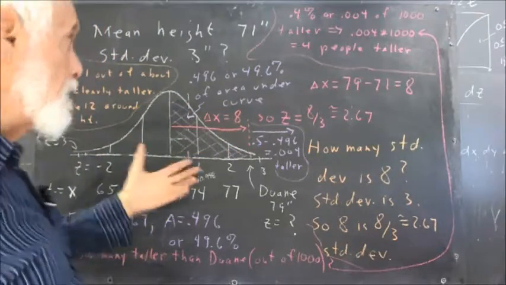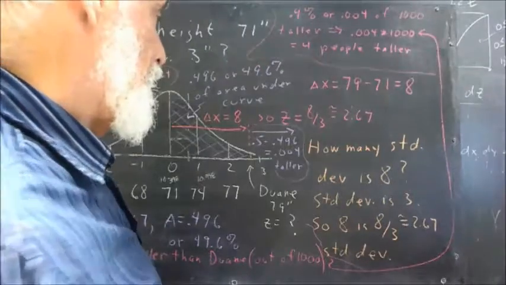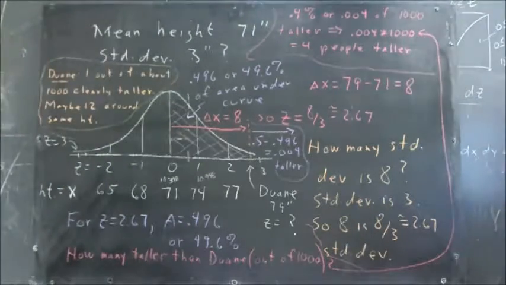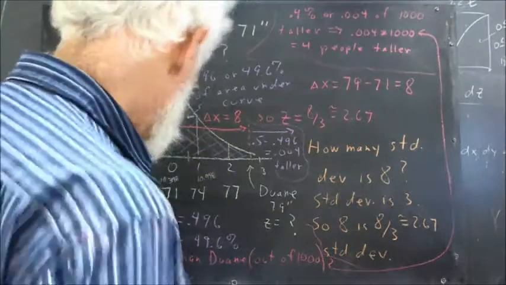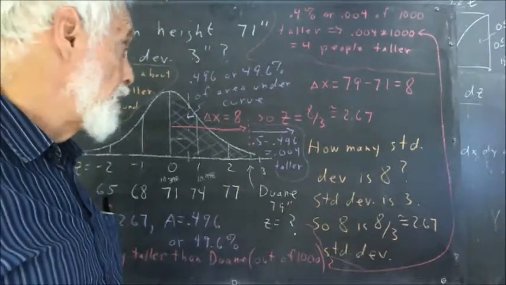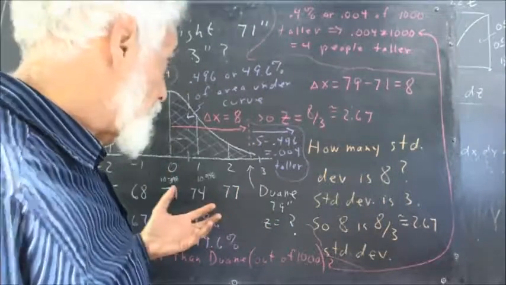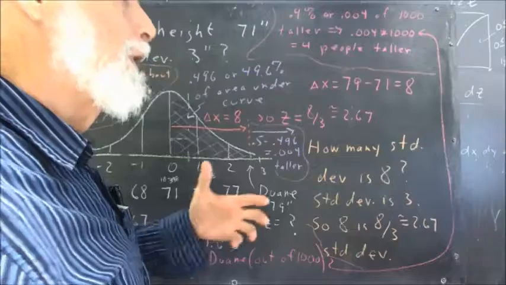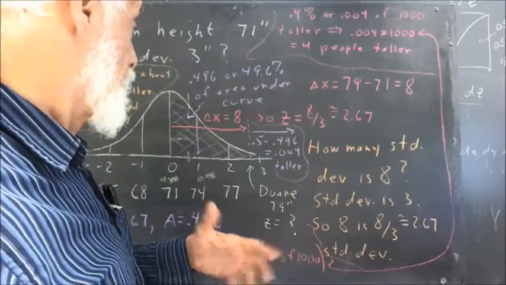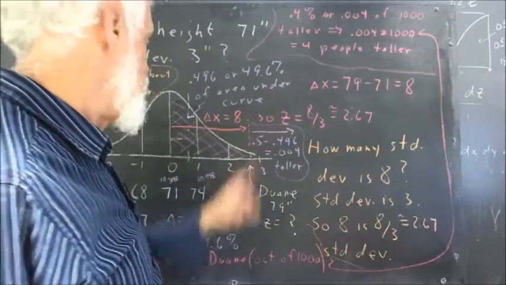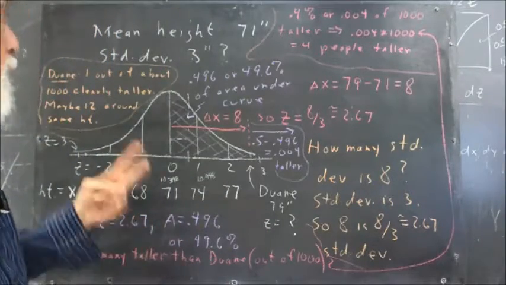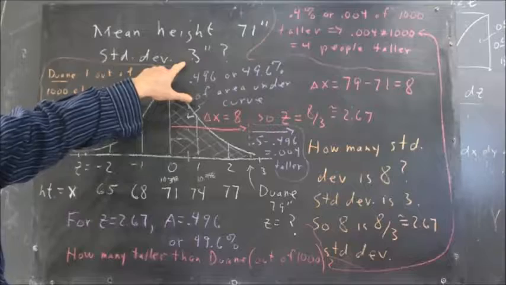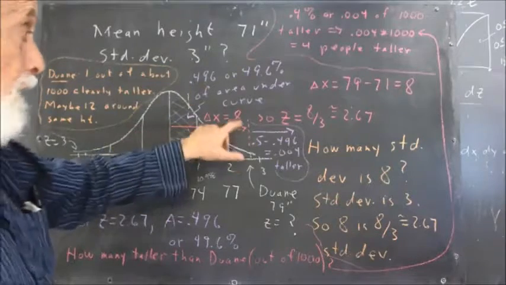So, Z, well, what's Z? Don't think I wrote it down clearly what Z is, but we know from previous classes that Z is the number of standard deviations. Okay, well, we've got 8 X units here. Standard deviation is what? It's 3 X units. Standard deviation is 3 inches. Delta X is 8 inches.